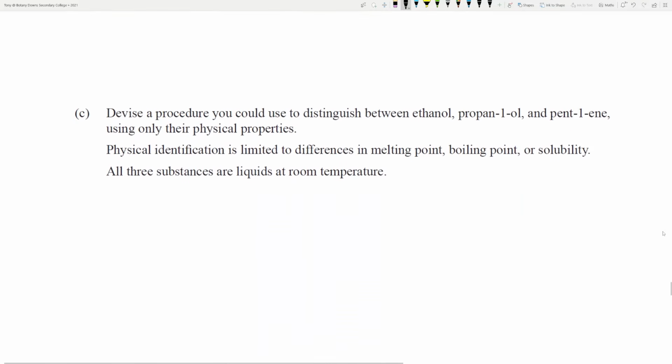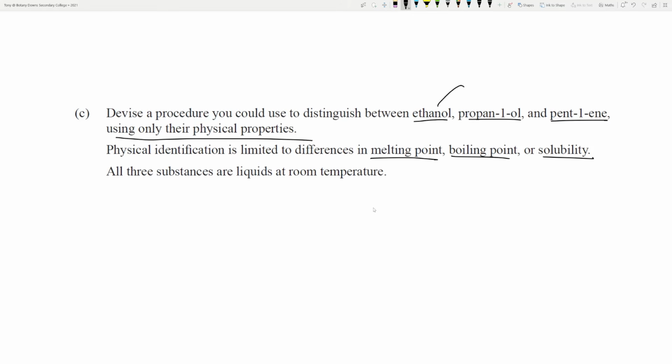Last one, this is part C. Devise a procedure that you could use to distinguish between ethanol, propanol and pentane, using only the physical properties. So that's limited to melting point, boiling point, or solubility. When we do chemical distinguishing tests, we're looking at chemical reactions. When you do physical distinguishing tests, you're looking at the things that we just highlighted.